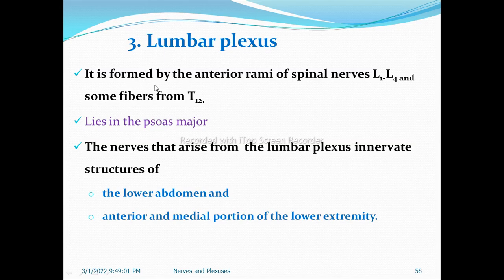Lumbar plexus is formed by anterior rami of spinal nerves from lumbar 1 to lumbar 4 and some portion of T12. So lumbar plexus is located in the psoas major muscle. The nerves that arise from the lumbar plexus innervate the structures of the lower parts of the abdomen, as well as the anterior and medial portion of the lower extremity. So lumbar plexus is from lumbar 1 up to lumbar 4 and some portion of T12. It supplies the abdomen and the lower extremity.